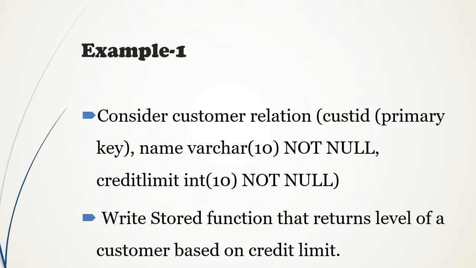Let us take one example again, the same example. Assume that you have a customer relation with customer ID as a primary key, name which is not null, and the credit limit of the customer stored in the attribute credit limit. Now the question is: write a stored function that returns the level of a customer based on the credit limit. So you have to identify the level of the customer based on the credit limit. You have to decide a logic, and accordingly return the level of the customer.